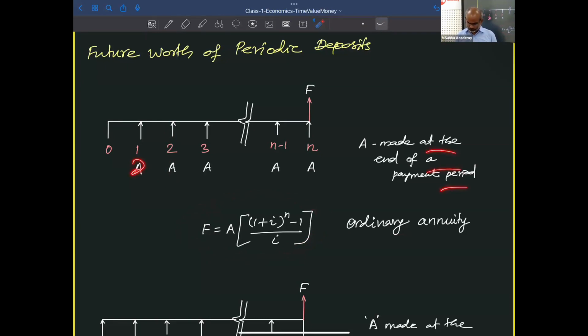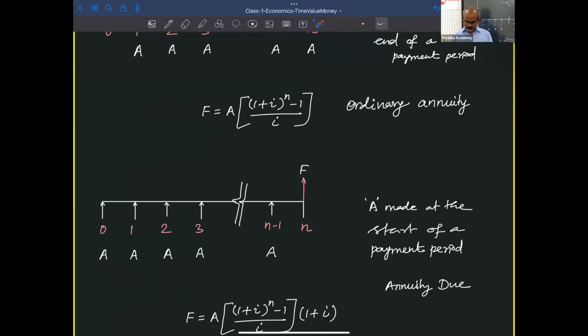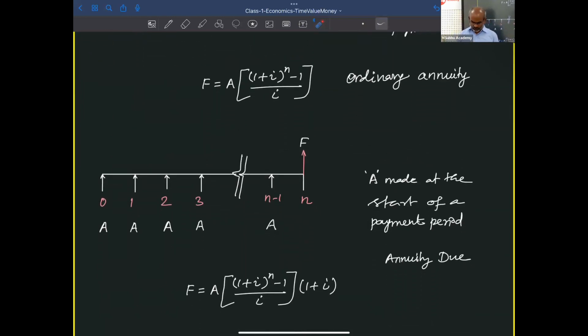But sometimes, of course, in our Indian system, we are actually starting the payment from the 0th month itself. Or A is made at the start of a payment period. Say we are making the payment at the start of the first year, which means the 0th year. And after making the payment n-1 times, we are making n payments in total. And we are waiting for one more year so as to get the F, the future worth.